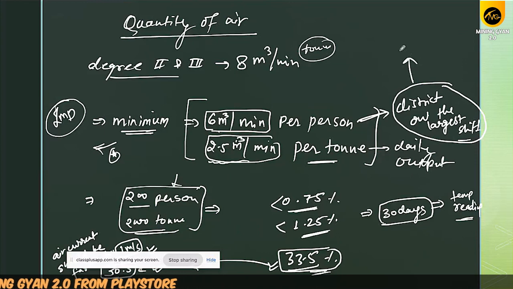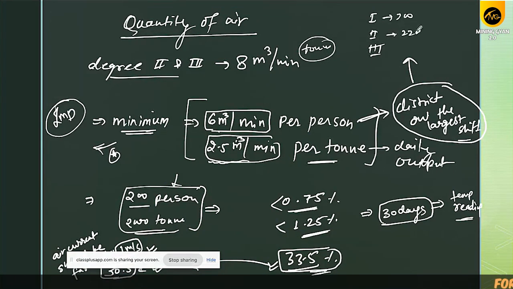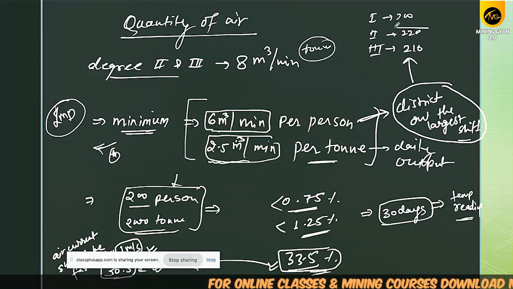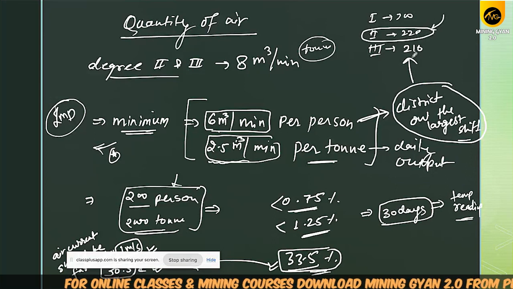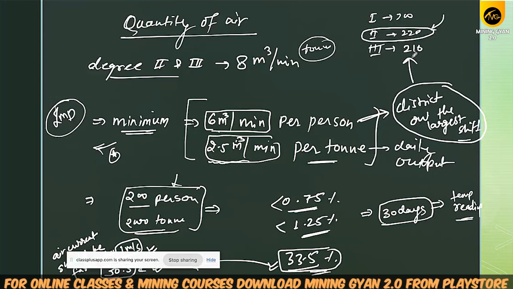Means if some of you have confusion, suppose you have three shifts. In the first shift you have 200 people, in the second shift you have 220 people, and in the third shift you have 210 people. So which data do you have to take? You have to take 220, because if the air is sufficient for 220 people, it is common sense that it will also be sufficient for 200 and 210, because they are lesser than 220, right? So we have to take the largest shift value.